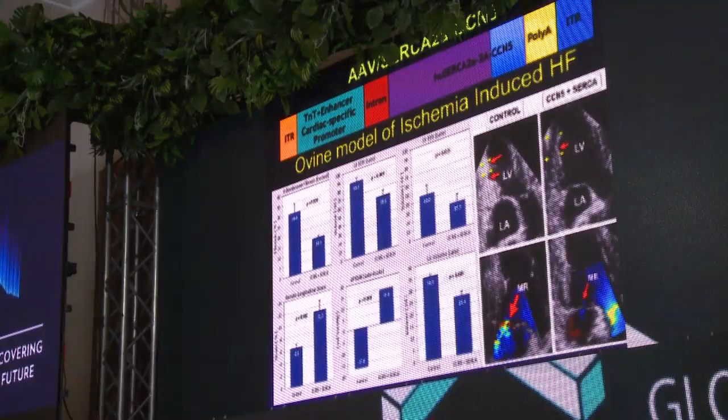This is a sheep model of ischemia reperfusion. You can see here the left ventricle with a big infarct and a lot of mitral regurgitation in this sheep model. Now, one-time delivery of this double vector basically improves the contractile function here and reduces mitral regurgitation significantly.